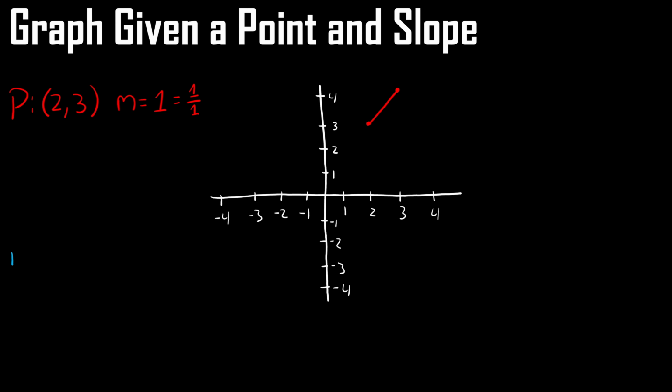Now let's say we're given the point (0, -2) with slope -2 over 3. We'll start by plotting our initial point at (0, -2), so right here. So we're going to fall 2 down to -4, and we're going to run 3 to the right. So our next point will be at (3, -4), and this will be our line.